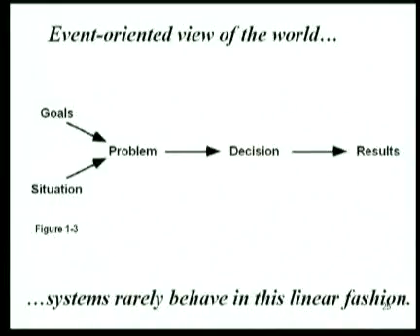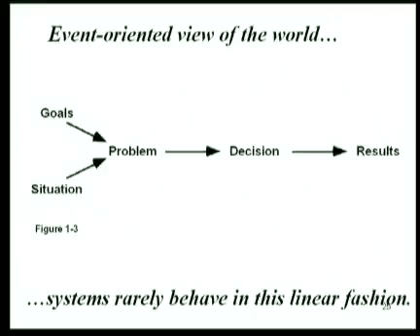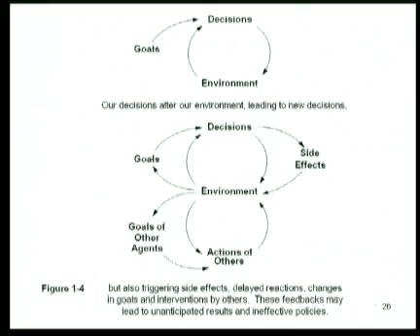So there's what we call this event-oriented view of the world, where we go into a problem and we have certain goals and a situation in mind. Out of that comes a decision, and out of that comes results. Very, very linear sort of structure here. Well, indeed, it's not at all linear if you think about it. You have definite goals. They influence the decision. The environment gets influenced by those decisions, leading to new decisions. It's not as simple as that.